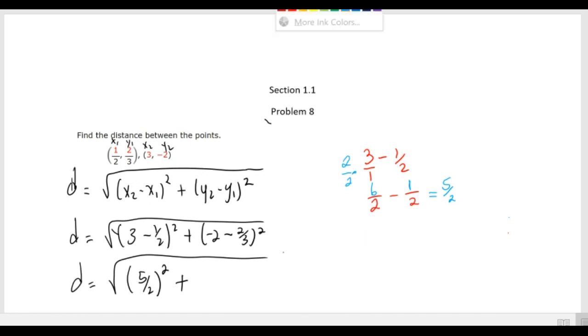And now let's look at the y values here. So we have negative 2 minus 2/3. Again, we can write the 2 as 2 over 1, and our common denominator here is going to be 3. In order to make this one a 3, I would have to multiply by 3 over 3. 3 times negative 2 is negative 6. And then here we have a 2. So negative 6 minus 2 is negative 8/3.